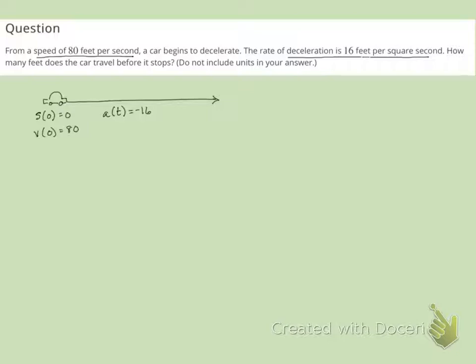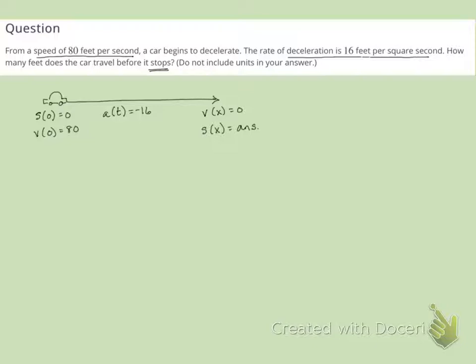And notice that this says how many feet does the car travel before it stops. So we know that at this stopping point, the velocity is going to be 0. So we're going to figure out what value of t will give us a velocity of 0. And then we're going to use that value in the position function, and calculate that to find our ultimate answer. So here's the plan.